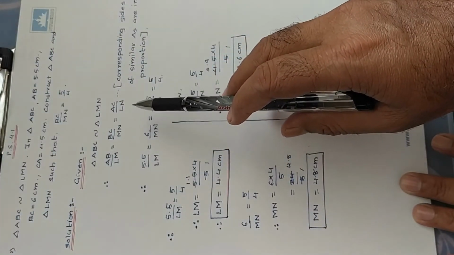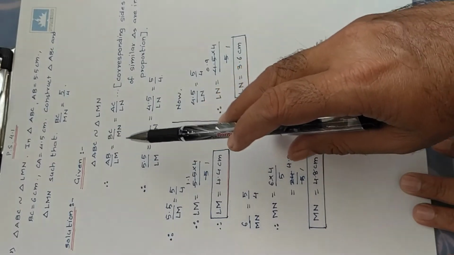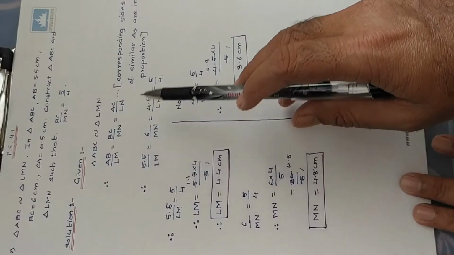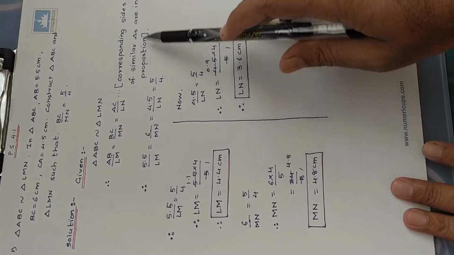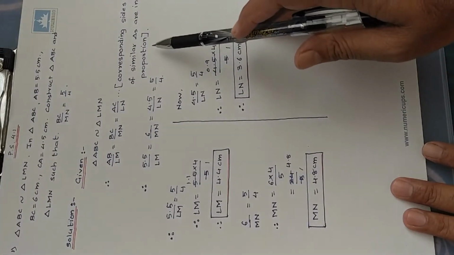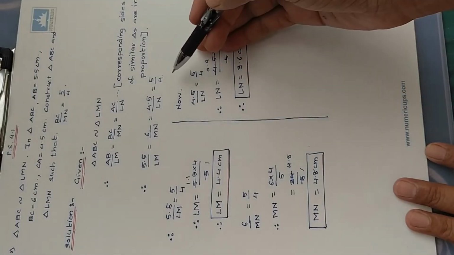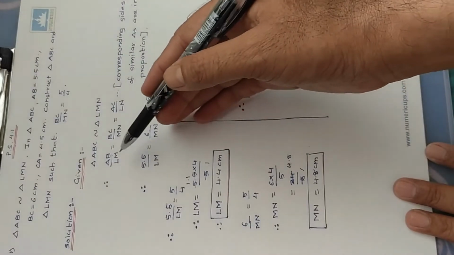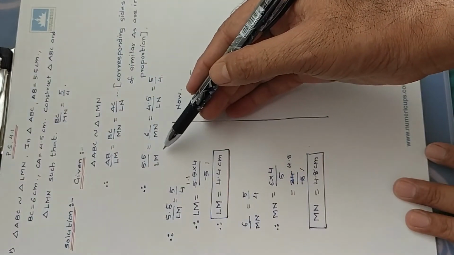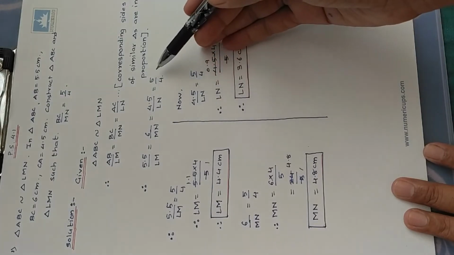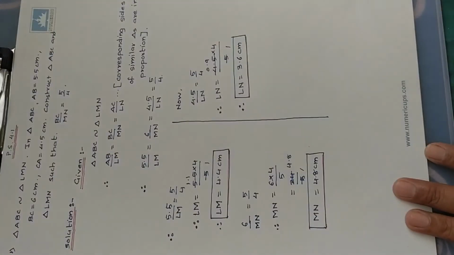Now this you know by what? As the triangles are similar, their corresponding sides are in proportion. But this proportion is given to you. How much? It is 5 by 4. So just substitute the sides: 5.5 upon LM, 6 upon MN is equal to 4.5 upon LN is equal to 5 upon 4. This is given to you.